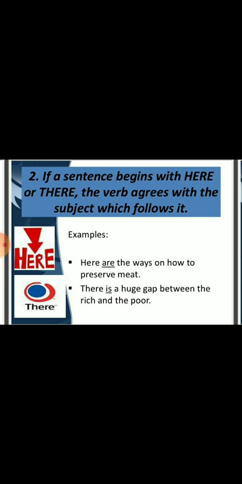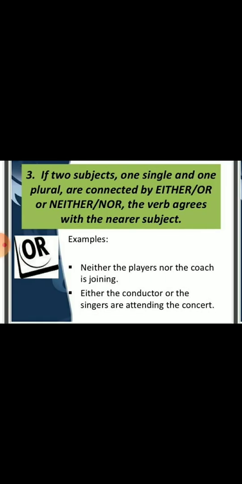There is a huge gap. "A huge gap" is singular, that is why "is" is used after "there". There is a huge gap between the rich and the poor.